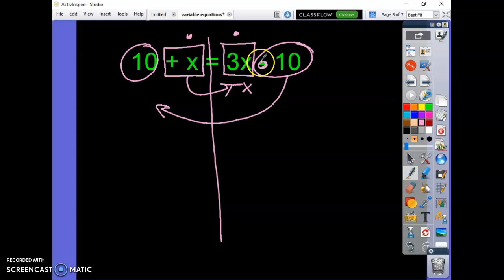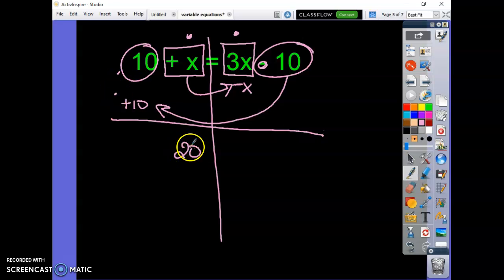-10 becomes +10. So now we've got the 10 plus 10 is going to give you 20. 3 minus 1 gives you a 2. And you finish it off, the opposite of times 2 is going to be divided by 2. 20 divided by 2 gives you a 10.